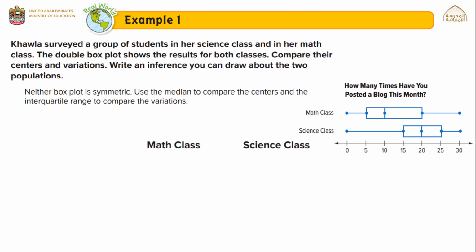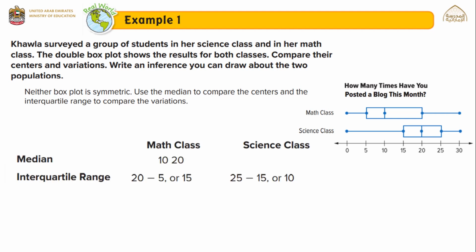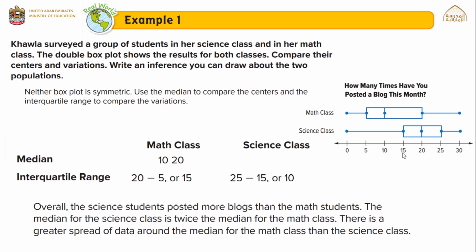The median of math class is 10 and of science class is 20. The interquartile range for math is 20 minus 5, equal to 15, and for science, 25 minus 15, equal to 10. Overall, the science students posted more blogs than the math students. The median for the science class is twice the median for the math class. There is a greater spread of data around the median for the math class than the science class.